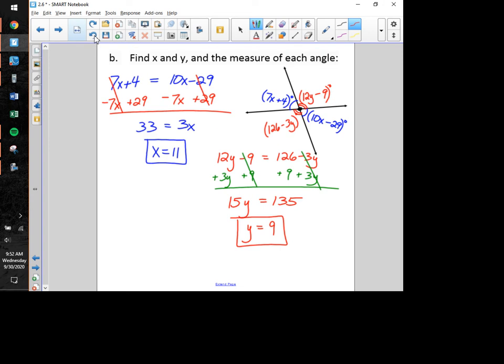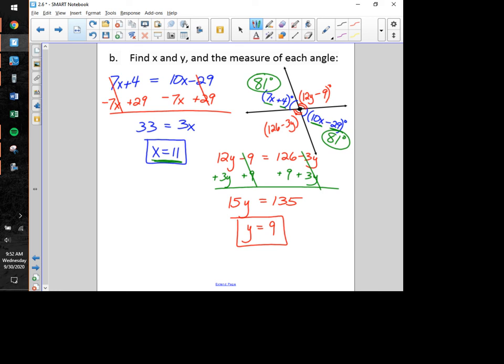So okay, everybody, we found the values of both x and y. Now we're going to do the measure of each angle just by substituting in. We know now, or we believe, that x is 11. 7 times 11 plus 4, you should really be doing that in one big step in your calculator, is going to get you an 81 degree angle right here. Let's see what happens on the right, bottom right. 10 times 11 is 110, and 110 minus 29, sure enough, is 81 degrees as well. And it should not surprise you that those two vertical angles are congruent.